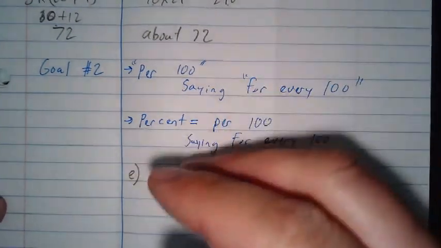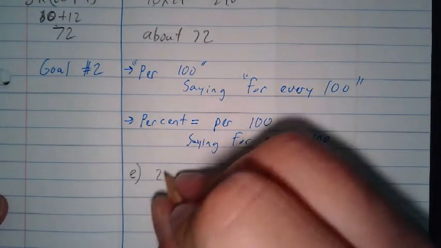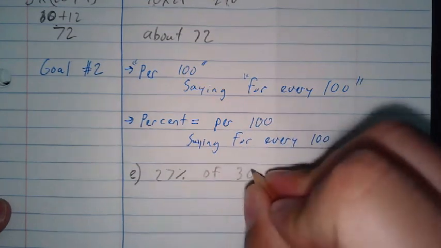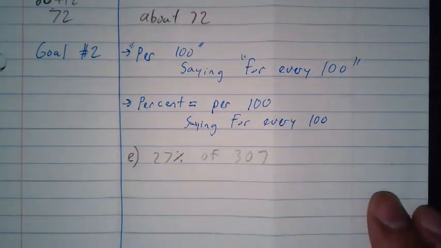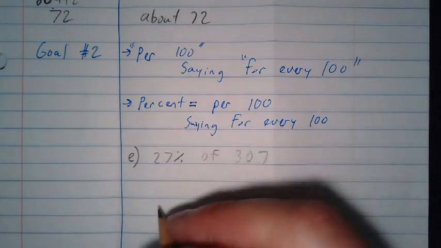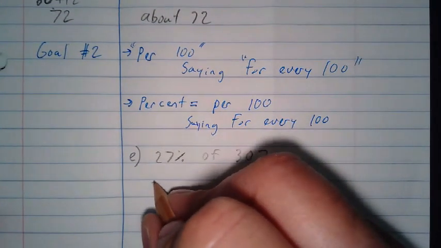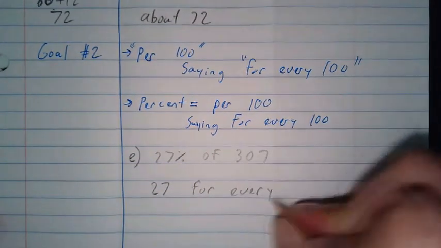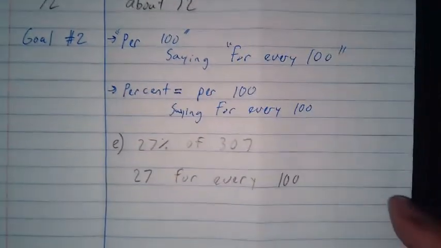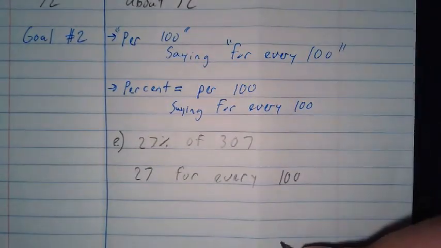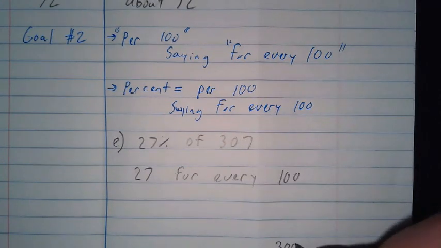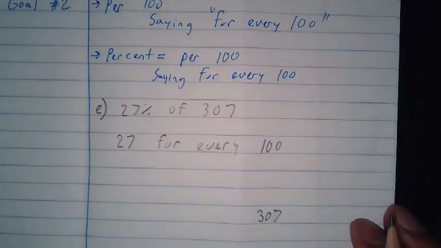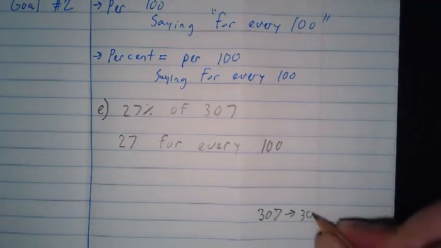It says, estimate using a rate per 100. Alright, 27% of 307. Now, you have to use the rate of per 100. Alright, so let's look at this. 27% is literally 27 for every 100. Okay? But we want 307. 307 is pretty close to 300, so let's just go there.